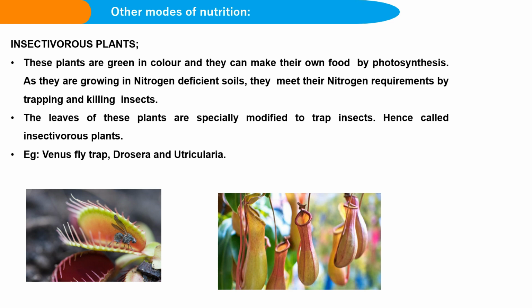Leaves of these plants are specially modified to trap the insects. You can observe in the given figures, the leaves are modified into pitcher-like structures in the second diagram, and in the first figure, it is a shape in which it is trapping the insect. Both the halves will be closed. And these plants are called insectivorous plants. Example, Venus flytrap, Drosera, Utricularia, etc.